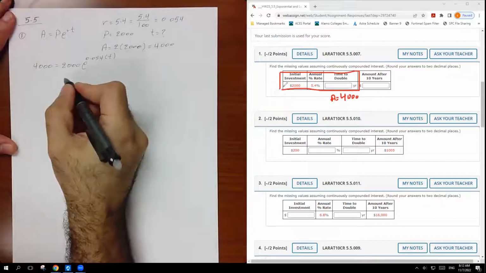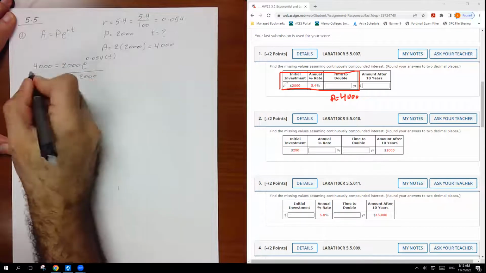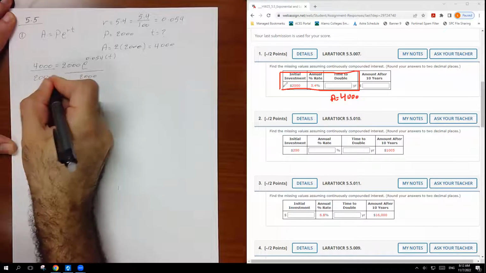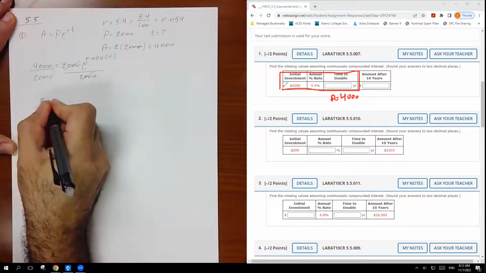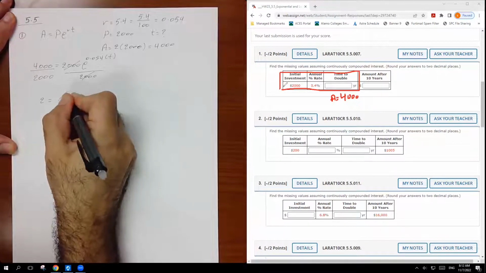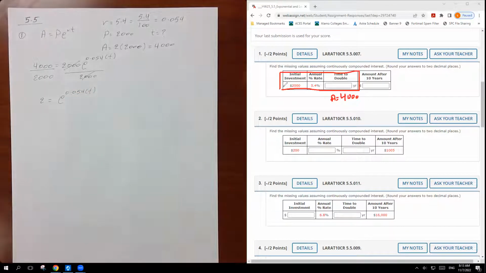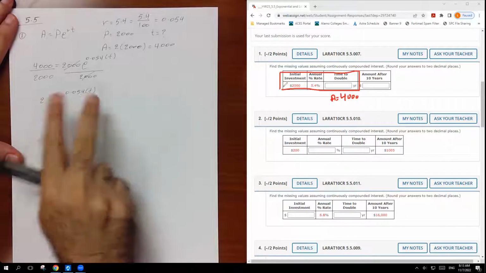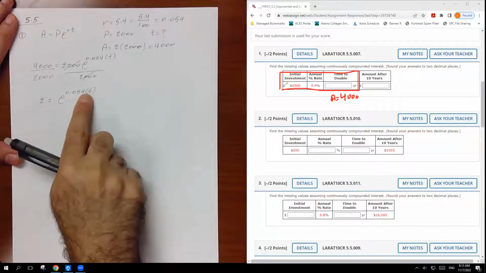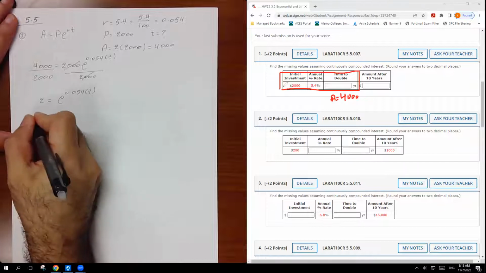What I'm going to do, the first step, I'm going to divide by 2,000. Divide this one by 2,000. So cancel these. 4,000 divided by 2,000 is going to be 2 equal e to the 0.054 t, and here is the time t. So now I need to solve it for t. t is an exponent. The only way we can cancel the e and convert this from the exponent to just a number, we're going to take ln to both sides.